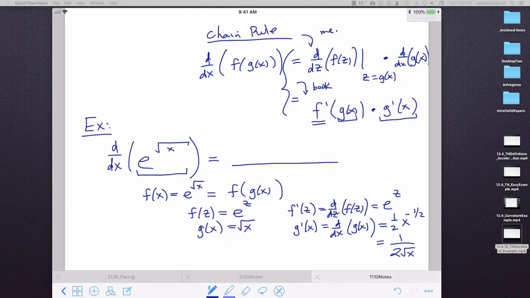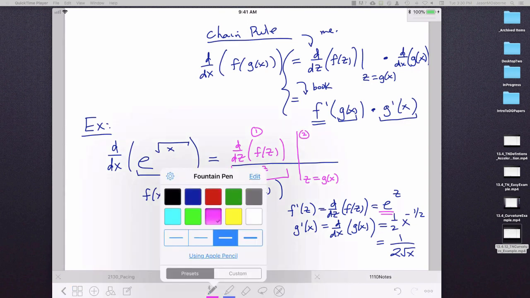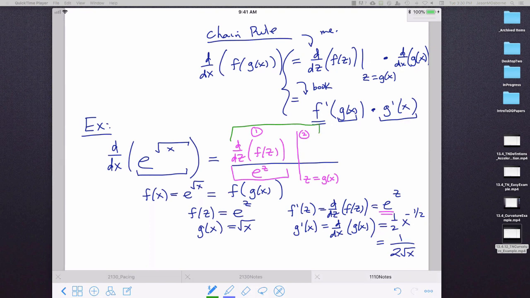So let's put all these steps together. The chain rule says that you're going to need the derivative with respect to z of the outer function, f of z. And that's step 1. And we know that that is e to the z. So you get e to the z for this step. Okay. Step 2, you need to evaluate at z is equal to g of x. Okay. So that's step 2. And then those two steps together, right, when you put step 1 and 2 together, you get e to the square root of x. Wherever you saw the z, put in square root of x.